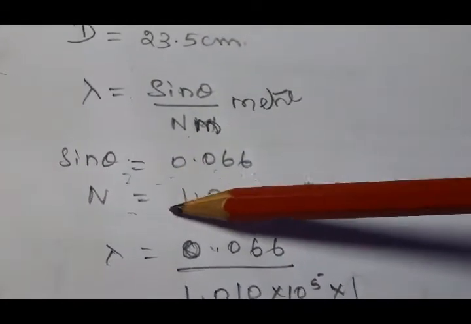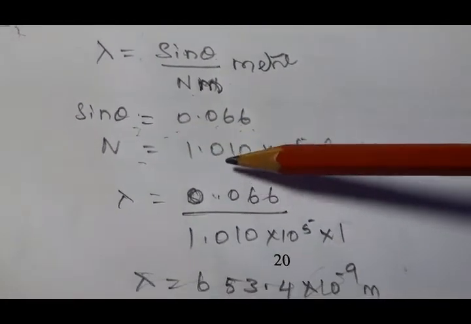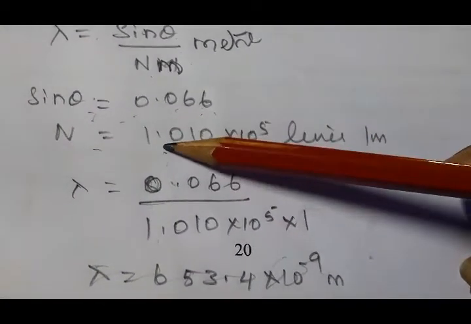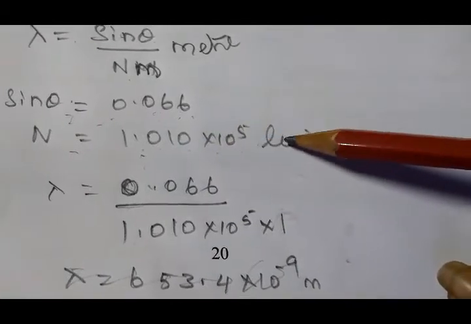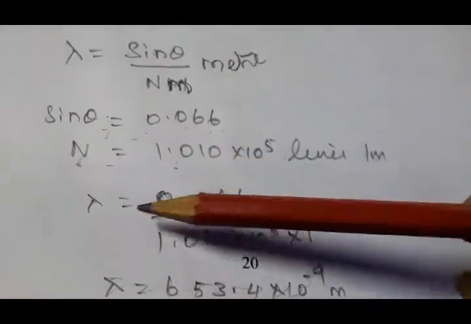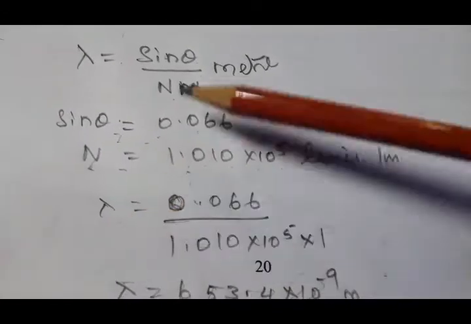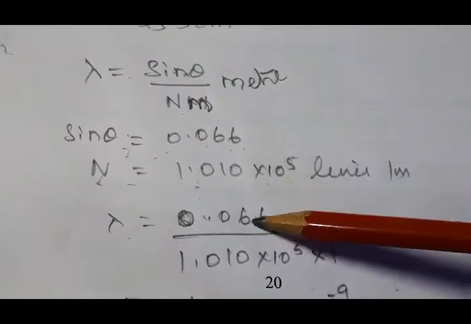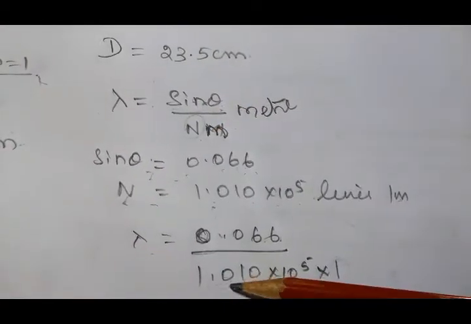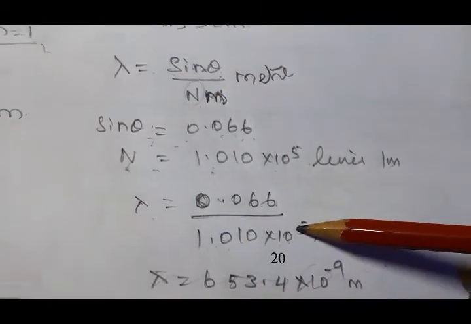N, just now I showed you, for 2500 lines per inch, when converted to lines per meter, N is 1.010 into 10 power 5 lines per meter. This N is common for all the orders, and lambda you have to find out. Substitute sin theta as 0.066 divided by N as 1.010 into 10 power 5.